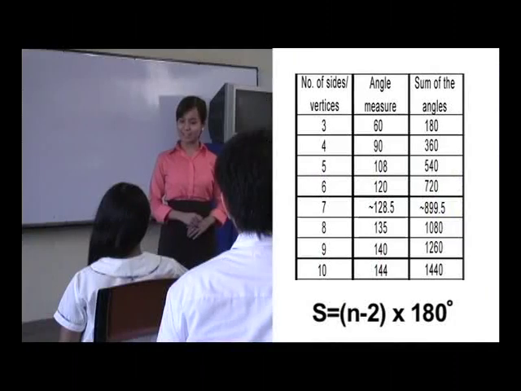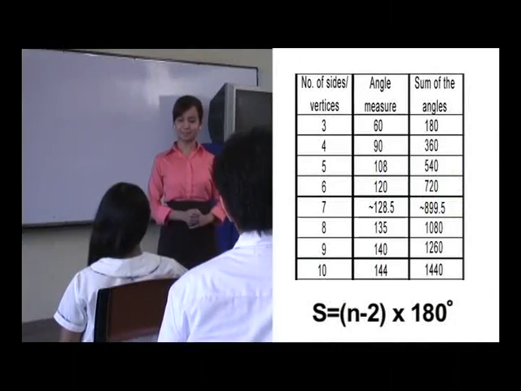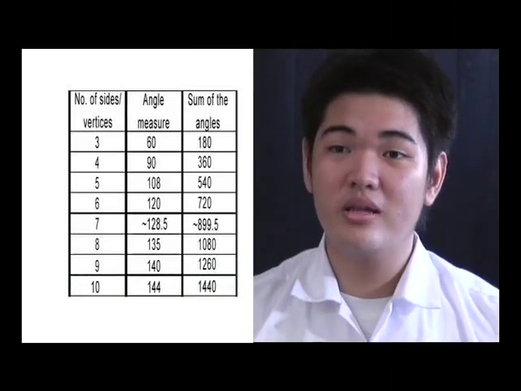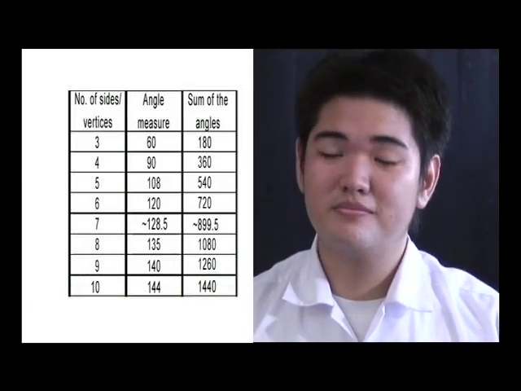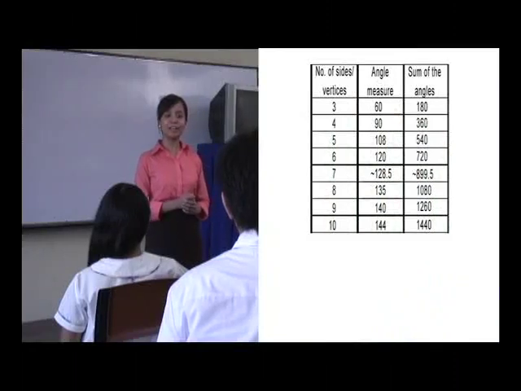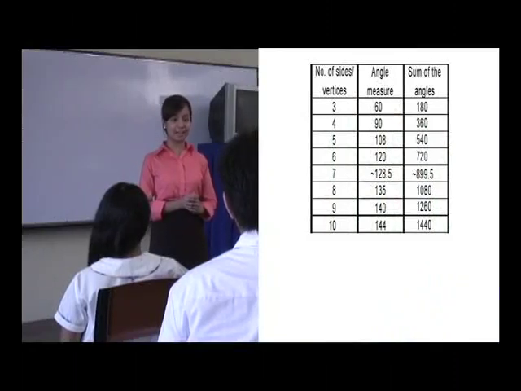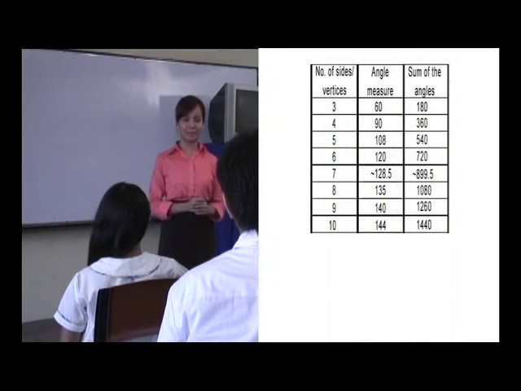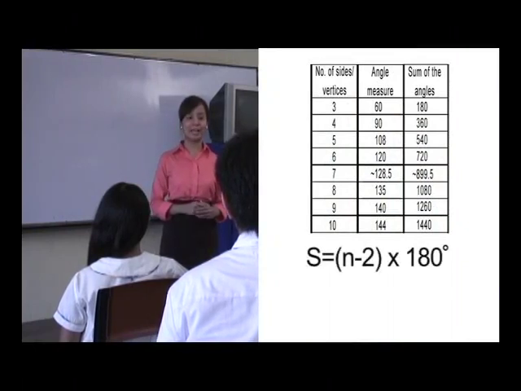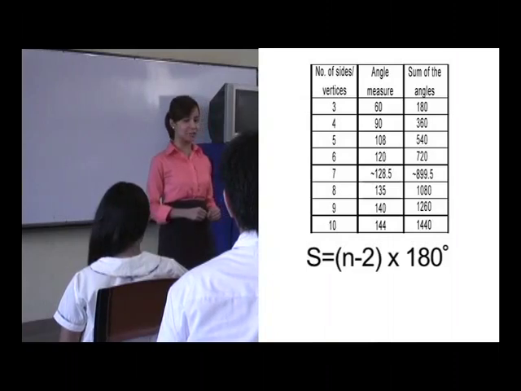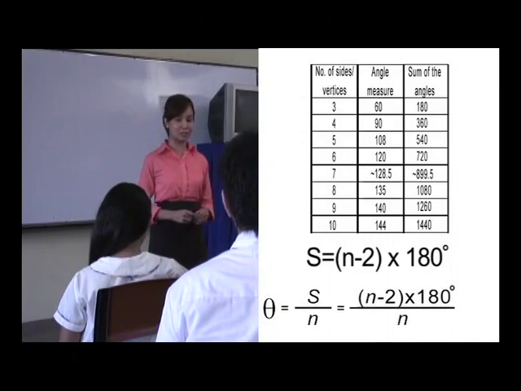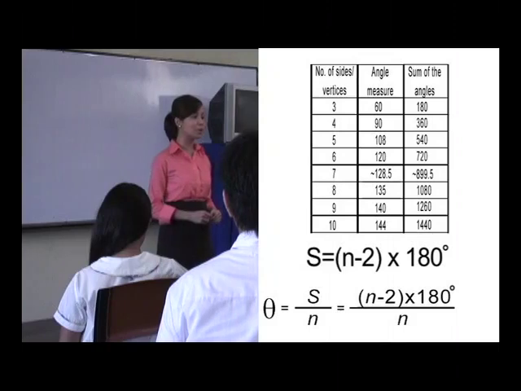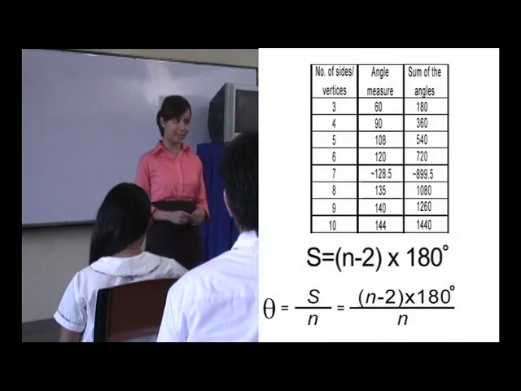Yes, that's right. So what is the formula for the measure of each angle? That's easy. Since the angles are all congruent, we just divide s by the number of angles or vertices. Alright then. If we let theta denote the measure of each angle, then we have the following formulas. s is equal to (n minus 2) times 180 degrees. Theta is equal to s over n, which is equal to (n minus 2) times 180 degrees, all over n.